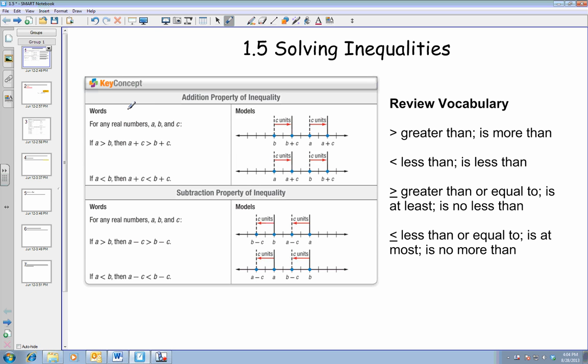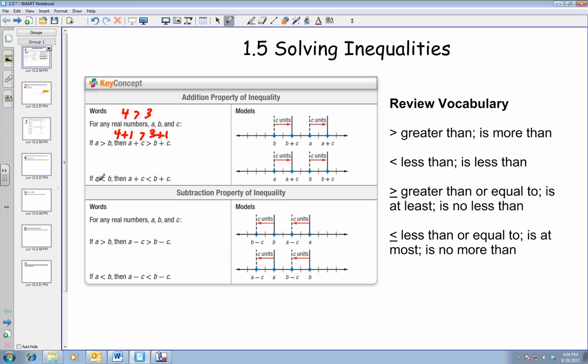If I have 4 is greater than 3, okay? And then I say, all right, I'm going to add 1 to both sides. So I have 4 plus 1 is greater than 3 plus 1. Well, that's going to be true. If I add the same number to both sides, it's not changing that inequality at all.